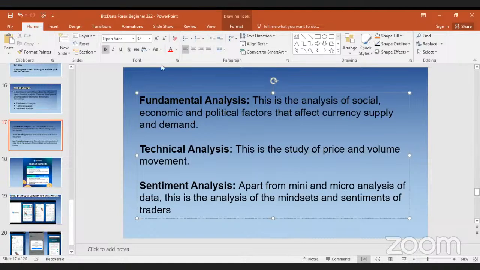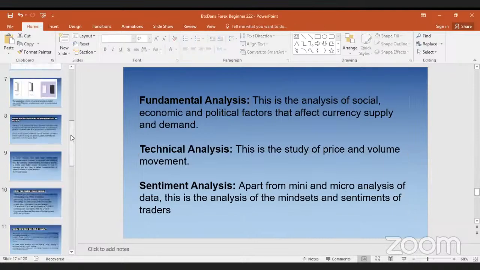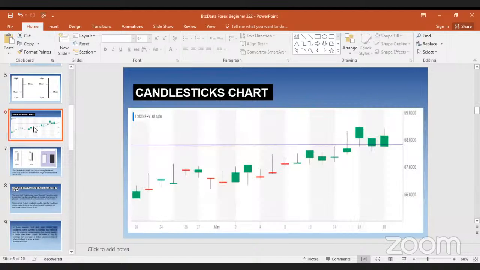So I've already explained the technical analysis for us. This is the one we do on our chart pattern, on our chart. It is the analysis that we do on our chart. Let me show you an example of what I'm talking about. Look at this.